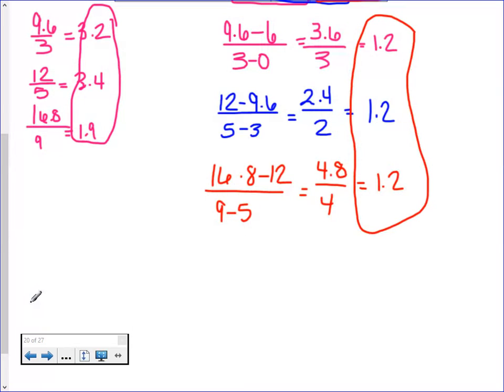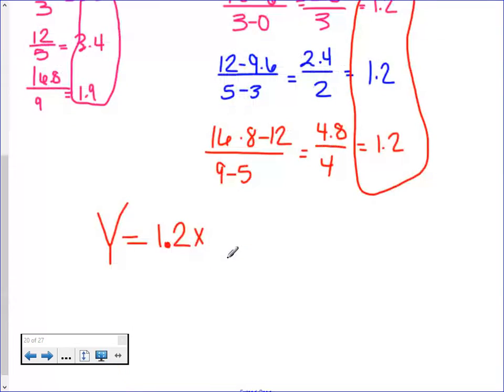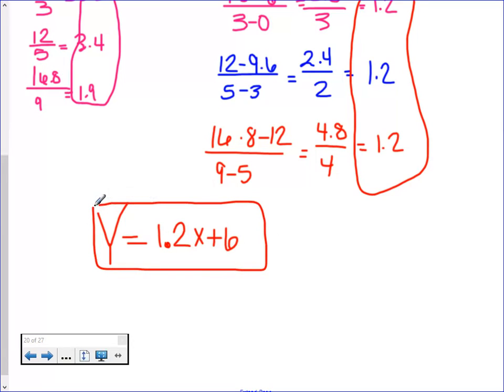So when we come up with our equation for this table, you're going to start with y equals. Then you're going to write that constant rate down that we kept getting. We kept getting 1.2. After that, you're going to put your x down. And your very last number is how many gallons the tub started with at 0. So look at 0 and tell me what the number is. 6. It's a positive 6, so I'd put plus 6. That is the equation for that table that we just looked at: y equals 1.2x plus 6.